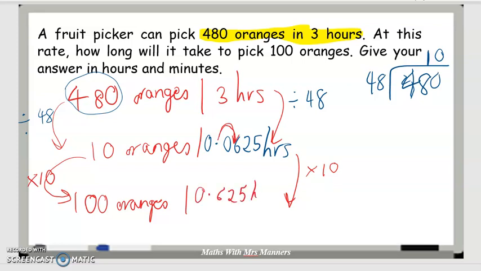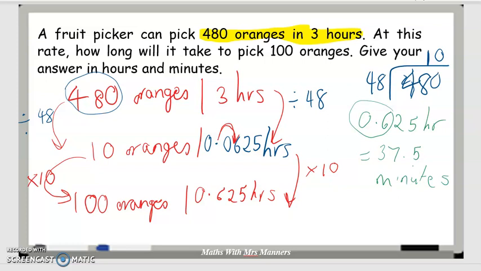0.625 hours. Now, if you want to know how many minutes that is, let's give your answer in hours and minutes. So we've got 0.625 hours, but that's not hours and minutes. To convert 0.625 hours into minutes, I can times by 60, and that ends up being only 37.5 minutes. That makes sense, because 1 hour is 60 minutes, and this is only roughly 0.6 of an hour, so it's a little bit over half.